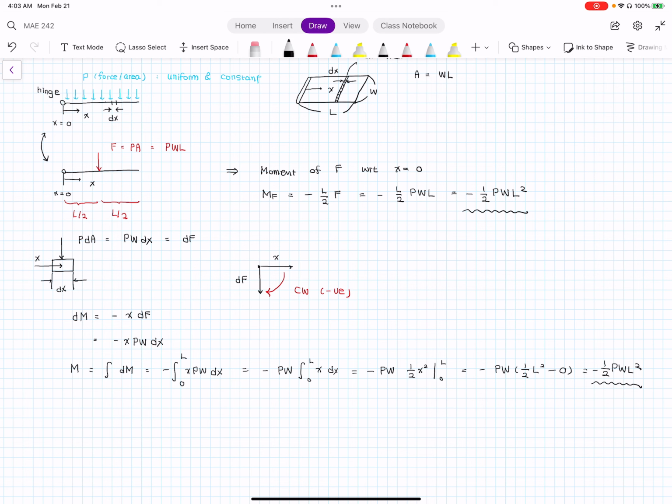Therefore, it shows that instead of trying to evaluate all the integrals, you can just place the equivalent net force at the center point of the plate.